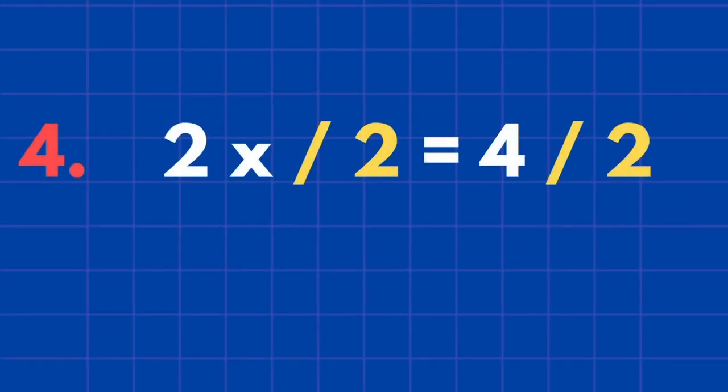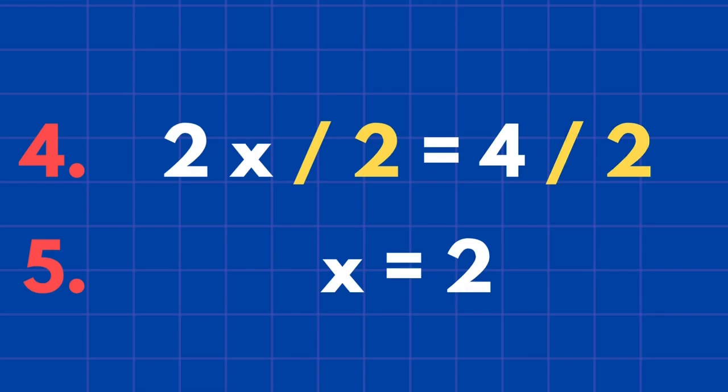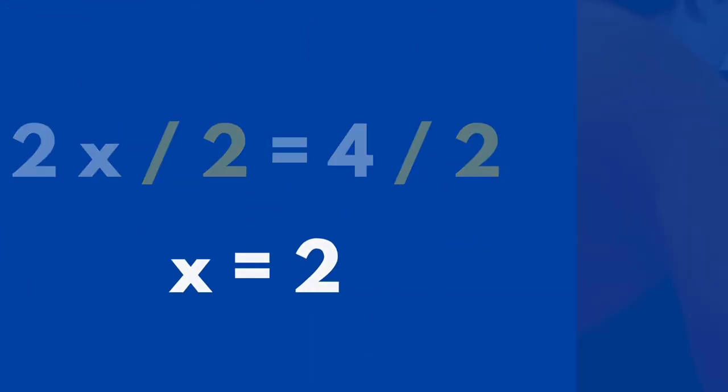Currently, x is being multiplied by 2. To untie x from 2, we have to do the opposite. We have to divide each side by 2. We have now successfully solved the linear equation and found x to equal 2.